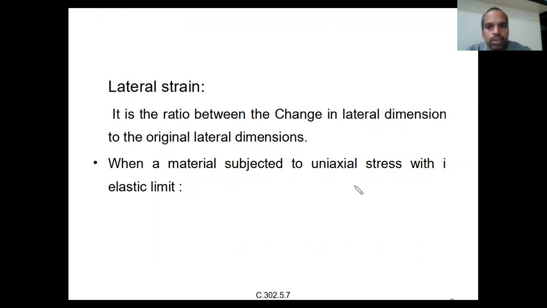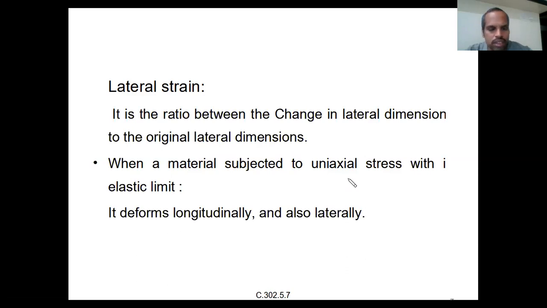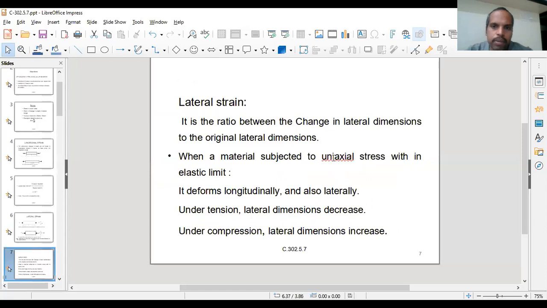When a material is subjected to uniaxial stress within the elastic limit, it deforms longitudinally and also laterally. That's what we have discussed. When a metal is subjected to uniaxial stress, obviously it deforms in both directions. Uniaxial means the load is acting along only one direction, as we discussed in the last class.